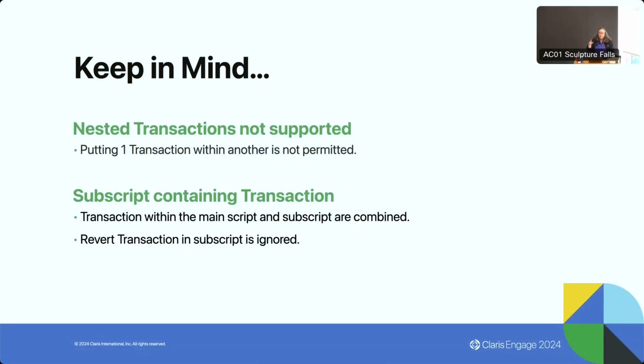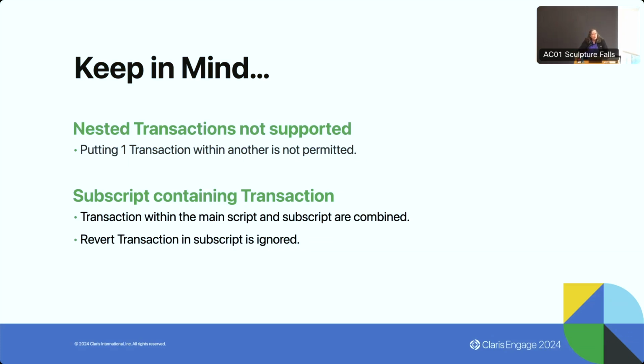Okay, so keep in mind, I told you nested transactions are not supported. If you call a subscript and the subscript has a transaction, FileMaker just puts all the steps into its own. It ignores the second transaction part. It just makes it one big transaction, except right now it ignores the revert steps that are in the subscript. If there was a commit over there, it's going to ignore that too, because now that's inside the transaction.